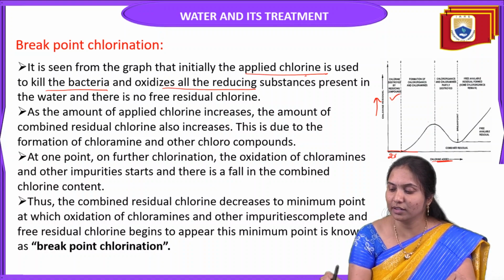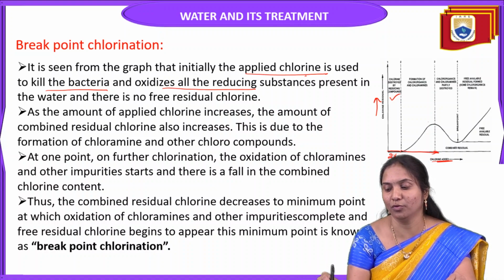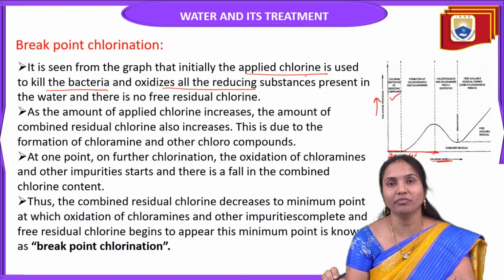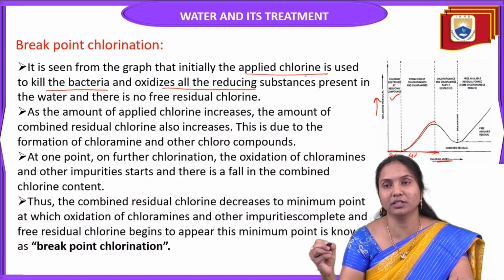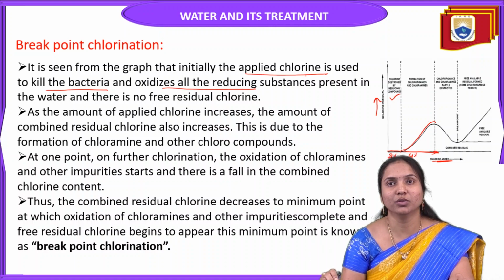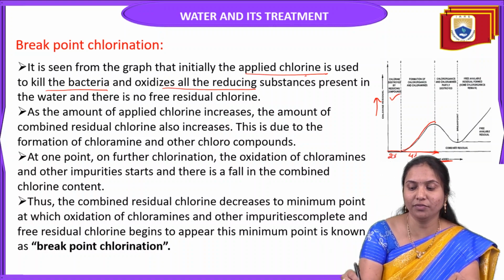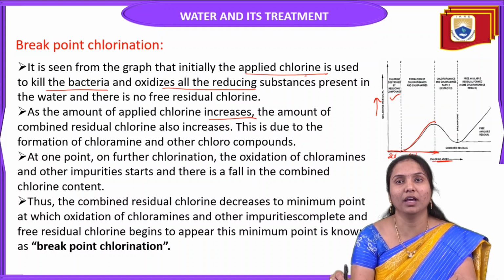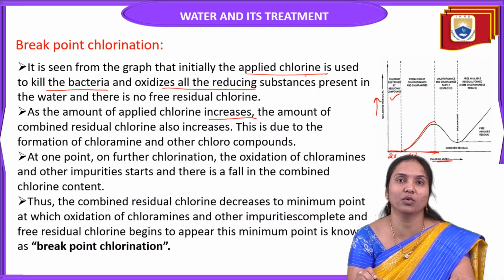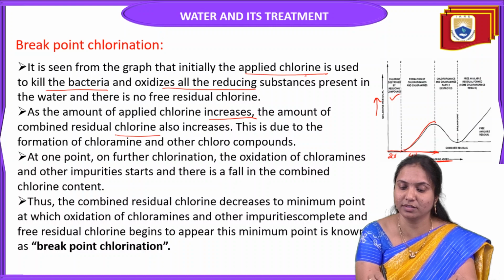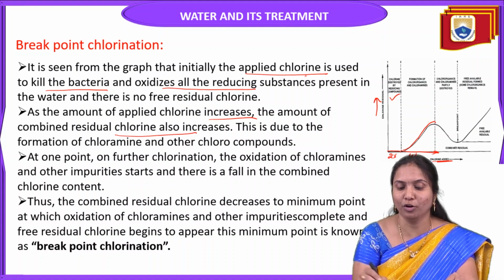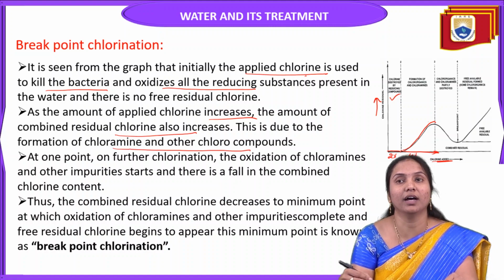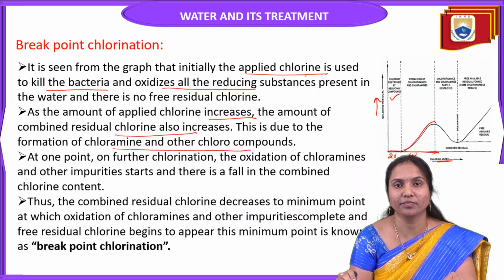And again we increase the percentage of chlorine. For example, 4% here we are adding. In this case, the residual chlorine percentage also increases. So what is the meaning here? As the amount of applied chlorine increases, the amount of combined residual chlorine also increases. This is due to the formation of chloramine and other chloro compounds.